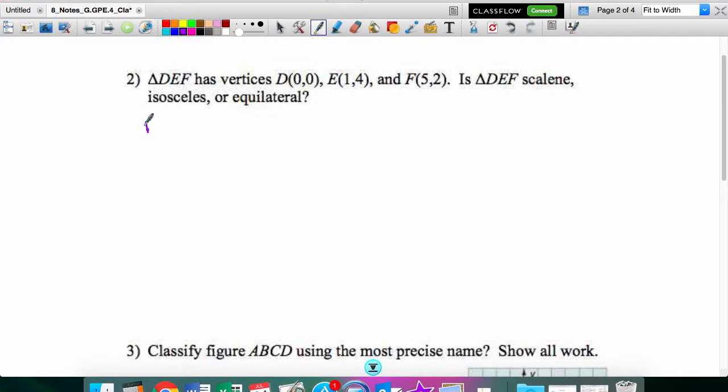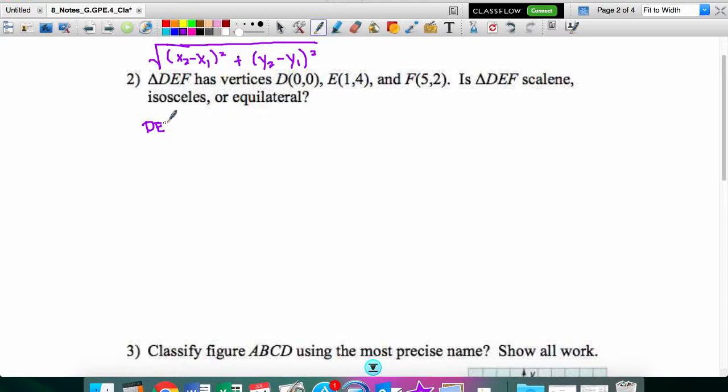So let's calculate DE. Now, recall that the distance formula will actually be the difference of x's, x2 minus x1, squared, plus the difference of y squared. A lot of students get overwhelmed with this formula, but if you just think of it as literally the difference of x's squared and the difference of y's squared, it becomes much easier to memorize.